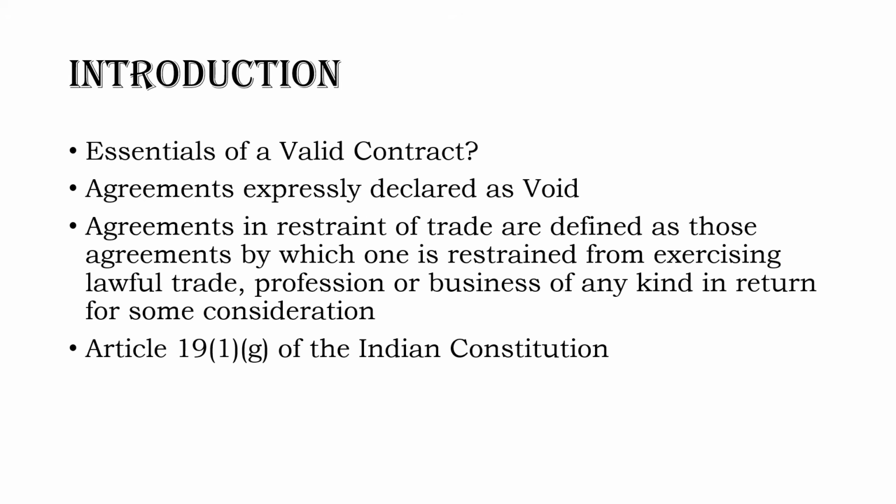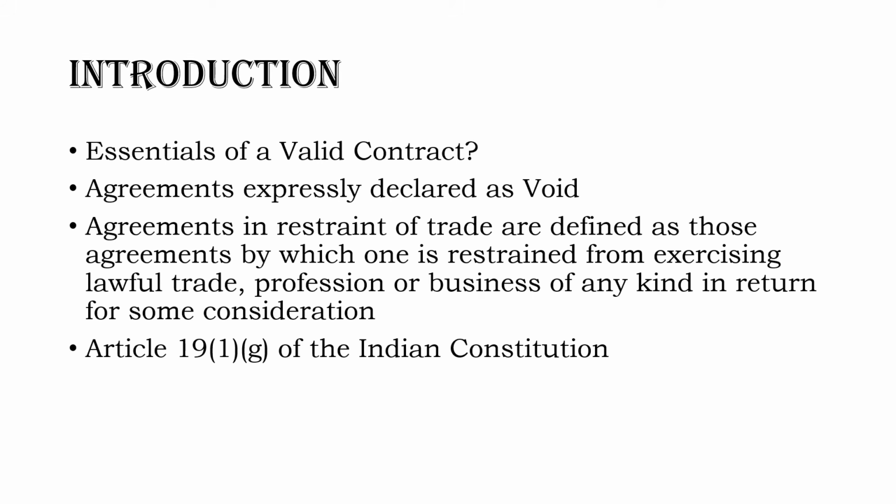In a free economy, individuals have the right to conduct trade as well as business. But what happens when a contract tries to limit that freedom? The Indian Contract Act guarantees commercial freedom but also recognizes some restrictions. The tension between freedom of trade and contractual limitations forms the foundation of Section 27 of the Indian Contract Act, which deals with agreements in restraint of trade.